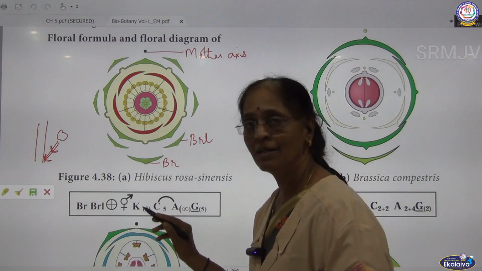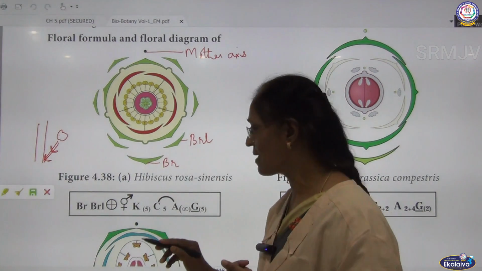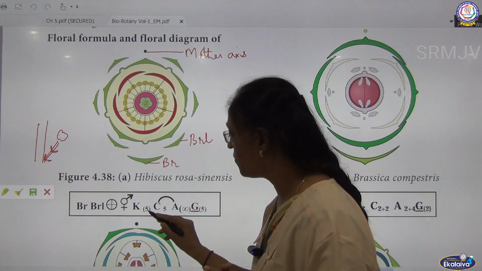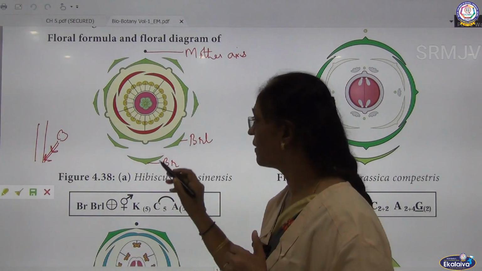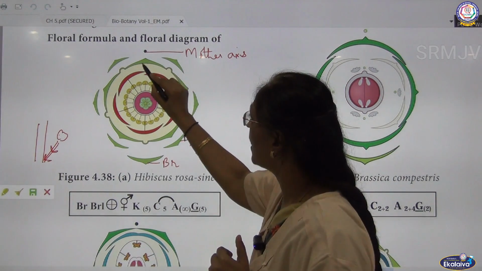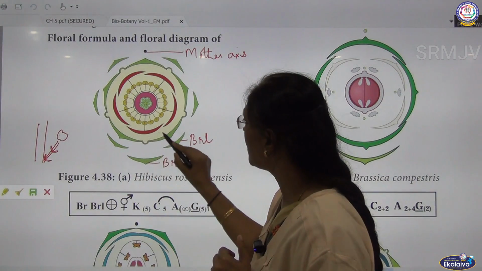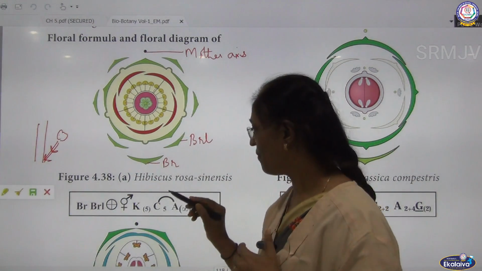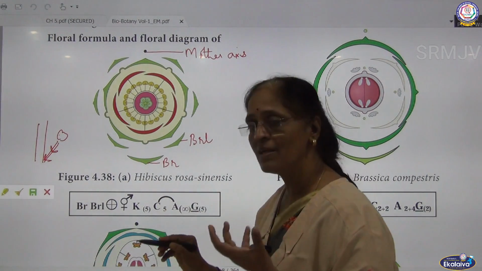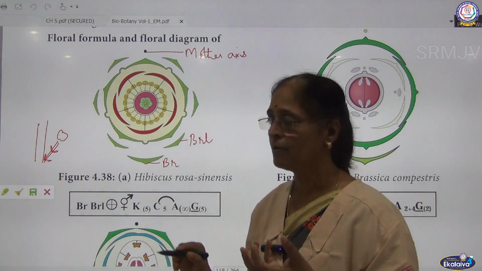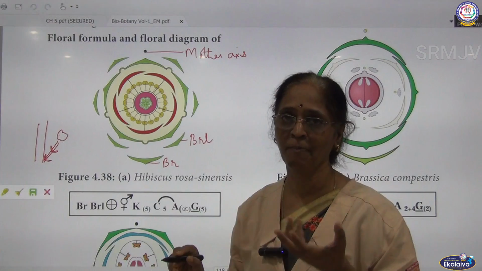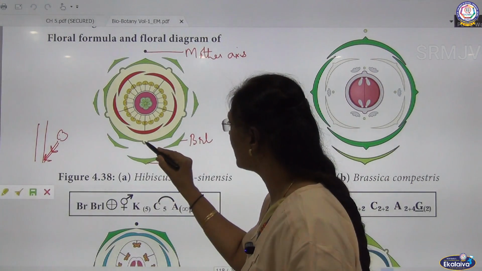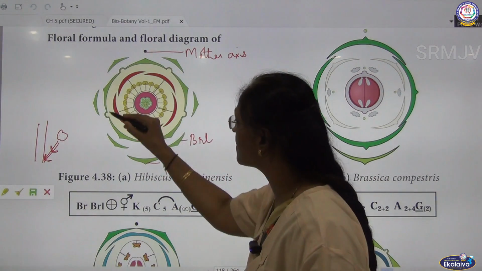Now this whorl is what we call the calyx, and what is the number here? 5. So 5 are there, so you will find 1, 2, 3, 4 and 5. So 5 calyx are there, and this calyx is fused, either completely fused or partially fused. So here you will find they are joined together, so that is, they are fused.